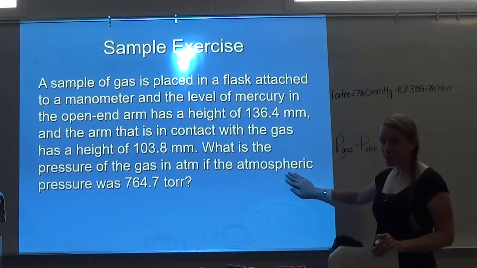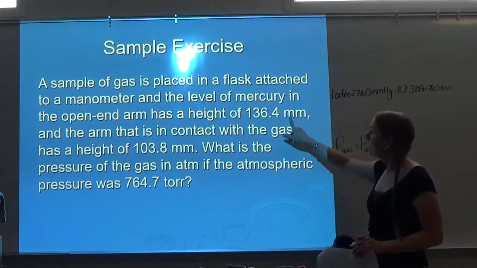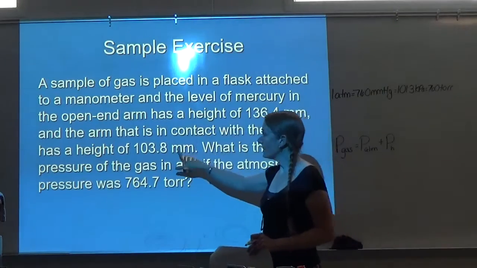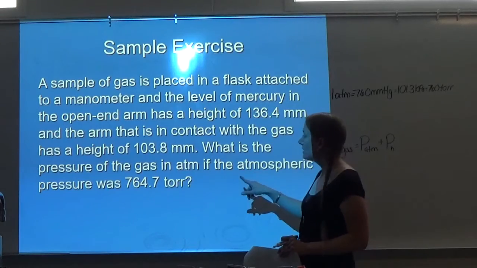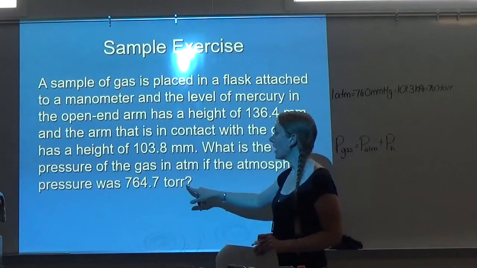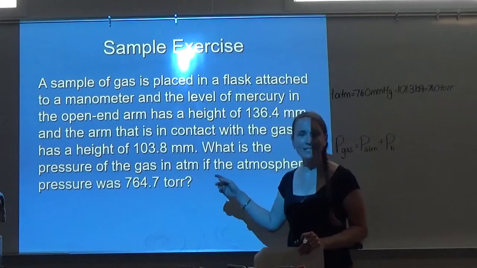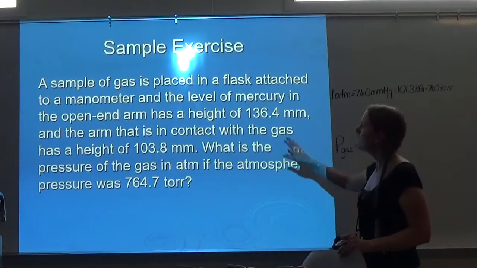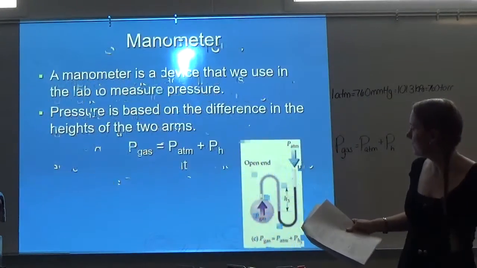So the first thing that we have to take into account is we need to convert. They're giving us millimeters of mercury for our height, but then they give us torr for our atmospheric pressure, but then they ask us what's the pressure in ATM. Okay, so first of all, let's talk about these 2 heights. I'm going to click back so we can actually see our picture.